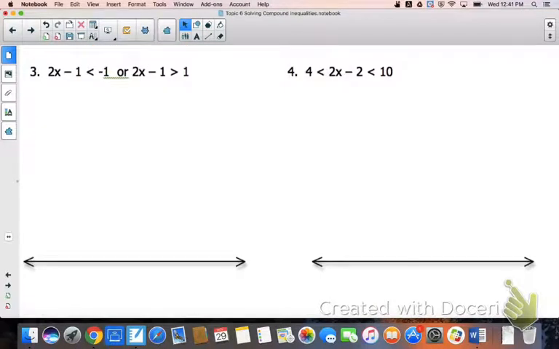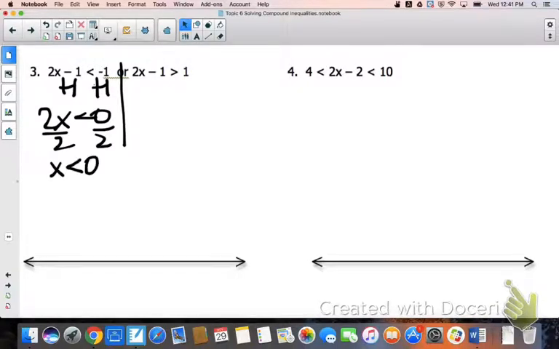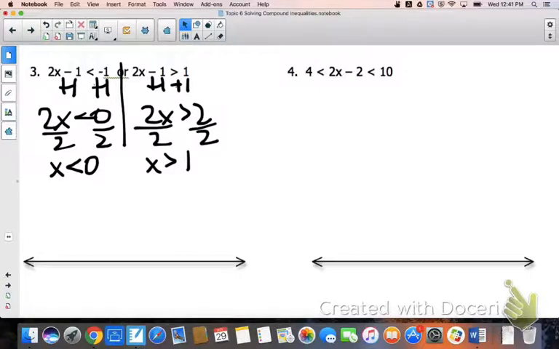Okay, on to number 3. Number 3 is an or statement, so we are going to solve each one. Here I add 1. I get 2x is less than 0. Divide by 2, I have x is less than 0. On the right, when I add 1, I get 2x is greater than 2. Divide by 2, I have x is greater than 1. So 0 and 1 on my number line, less than 0, greater than 1, and it's an or statement, so that's fine. You should write or in between those.